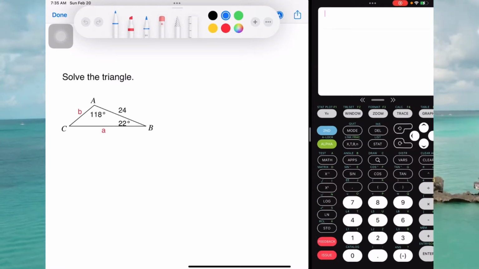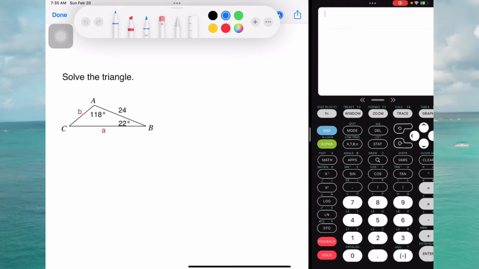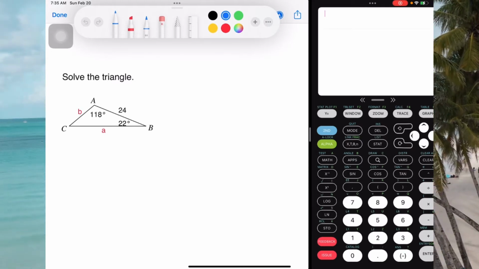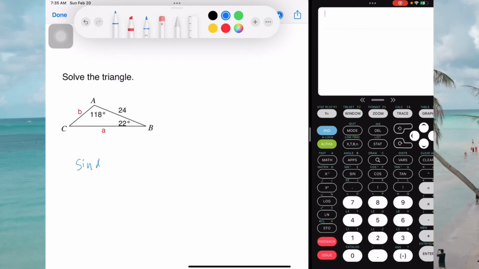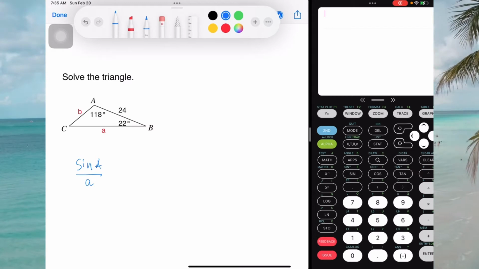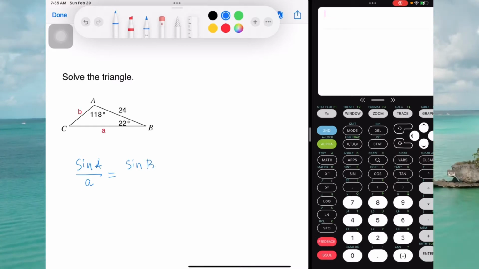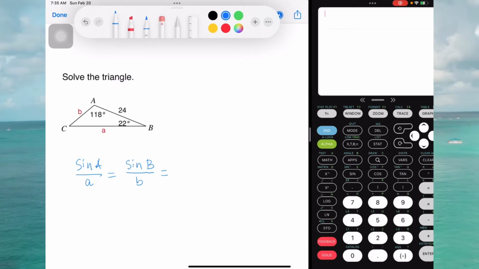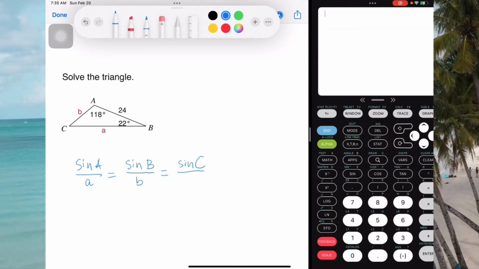The law of sines states that the sines of the angles of any triangle are proportional to the lengths of their opposite sides. Meaning, when we divide sine A by its opposite side A, its quotient will be the same as dividing the sine of angle B by its corresponding opposite side B. And also, when we divide sine of angle C by its opposite side C.